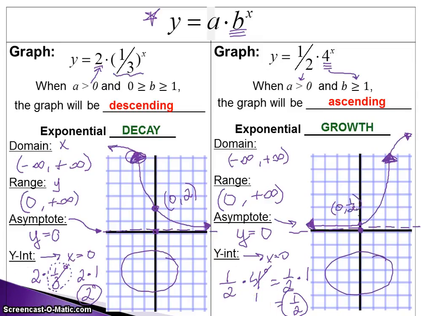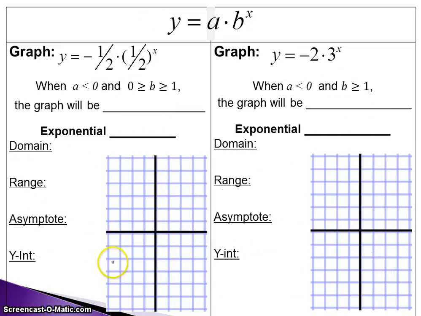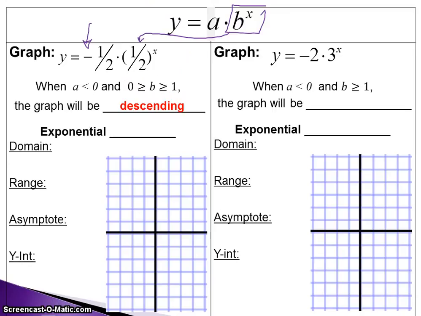Now, let's look at the next two. Same concept, but a little bit faster this time. The only difference between these questions is now we have a negative, so all that's going to change is the direction of our graph. If I look at this first one, again, remember the key is to look at this b. My b for this first question is right here. Since my b is 1/2, that means it will be descending and it will be a decaying equation. When I look at the second one, again, it's negative, but the b itself is 3. So since 3 is greater than 1, this one is going to be ascending, and it's going to be a growth equation.